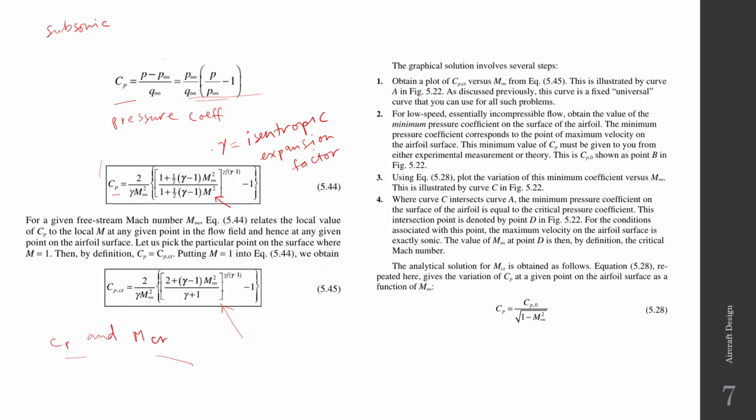So this is the first step. Obtain a plot of CPCR versus M infinity from equation 5.45. This graph does not depend on the aerofoil. It is a property of air, actually. So this does not depend on the aerofoil shape. It is the same for all the aerofoils. Then, for low speed, essentially incompressible flow, obtain the value of minimum pressure coefficient on the surface of the aerofoil.